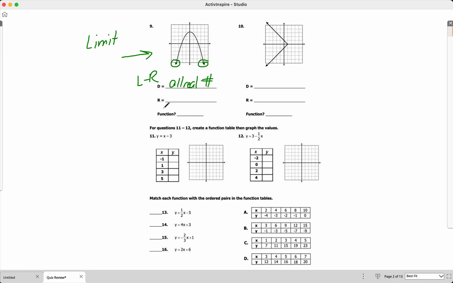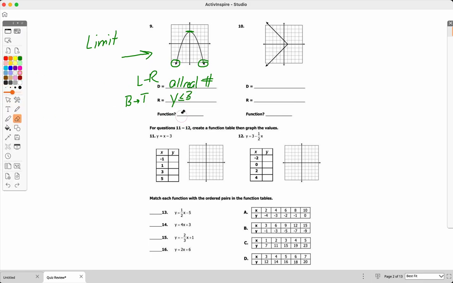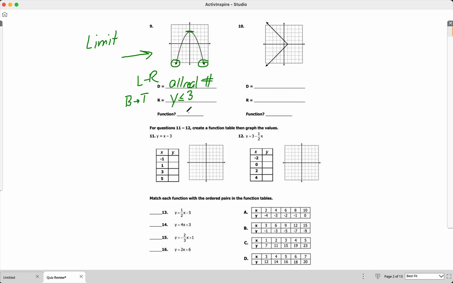Now the range on this one does have a difference. This is from the bottom to the top, okay? And this time we have arrows going down, but we have a limit on the top. The limit here says nothing above. So here we're going to say this one is y is less than or equal to not negative 3, positive 3. Let me fix that real fast. Not negative 3, positive 3. Because every answer is below 3. And is it a function? Well, yes, it is.